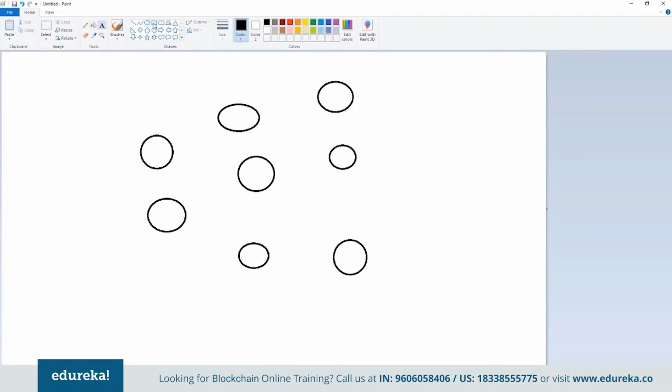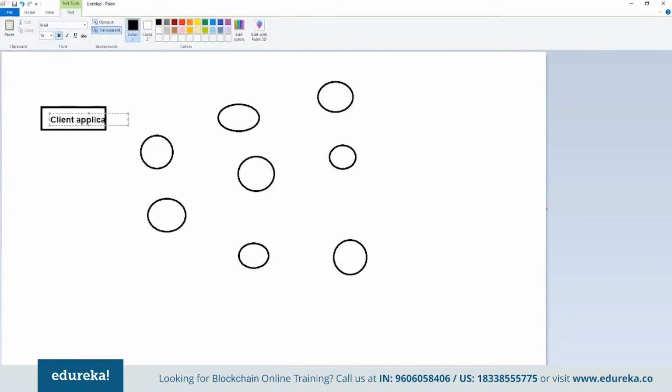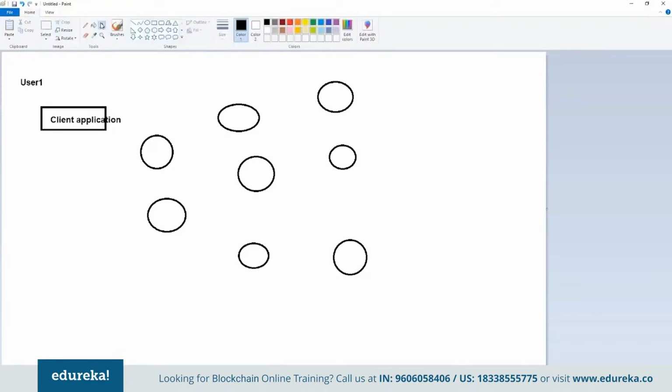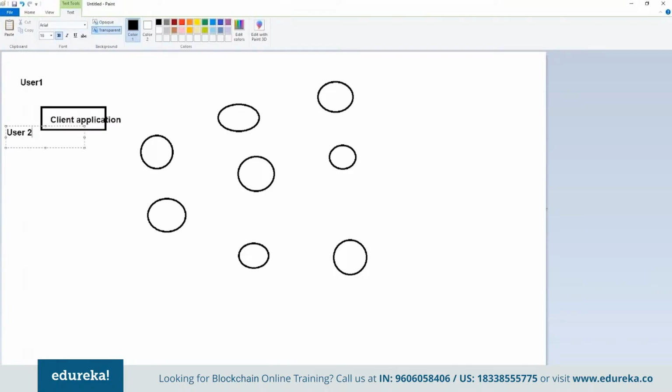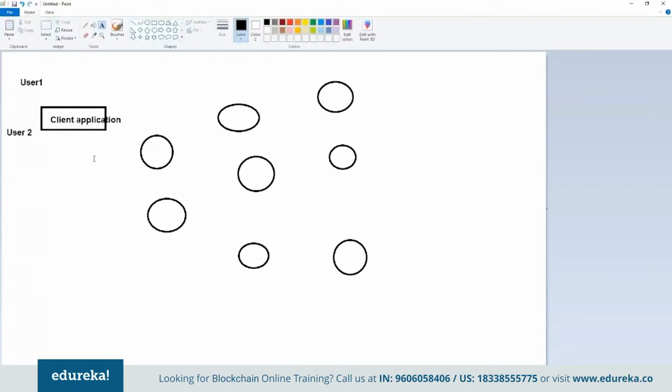I can have a client application and I can have different users as well, for example, user 1, user 2, etc. Let's say this is the typical scenario where I have multiple users. I have a client application that is accessed by multiple users based on their credentials. And then this is my blockchain network where all the nodes are connected with each other in a distributed manner. The fundamentals of blockchain will still remain intact. These nodes will be connected with each other.